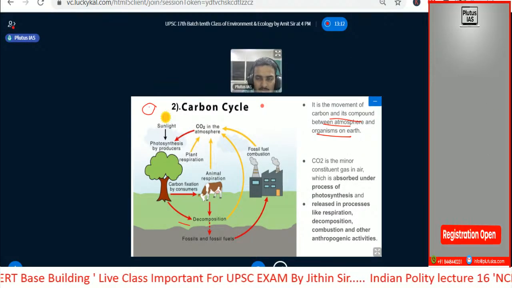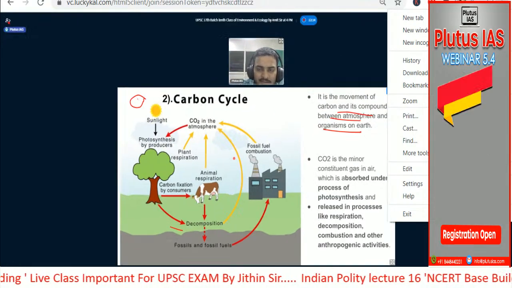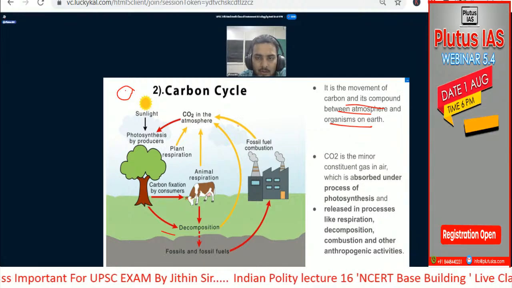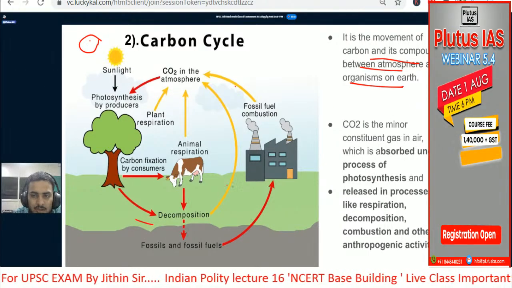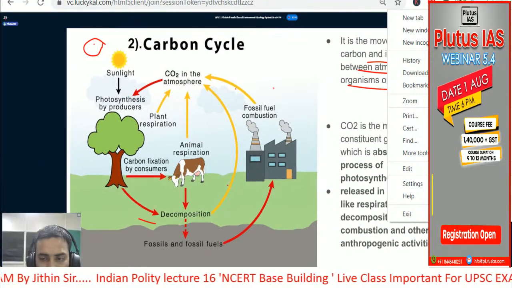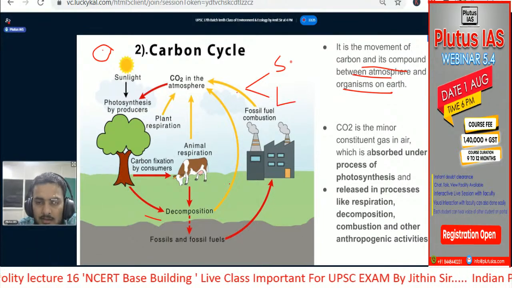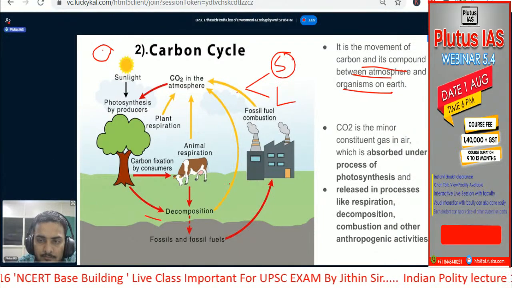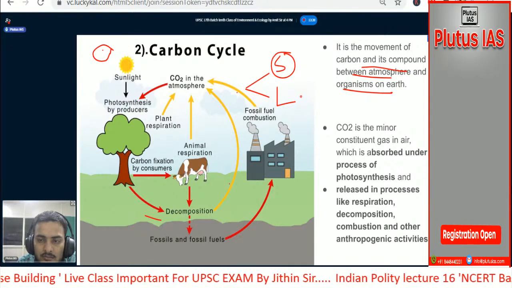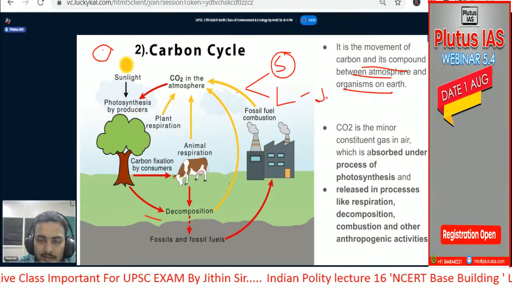It is a gaseous short-term cycle because most of this exchange is done between the atmosphere and the organisms on Earth. Carbon can be divided into a short-term cycle and a long-term cycle. The short-term takes place with the atmosphere, and in the long-term the carbon goes into the sedimentary cycle as well.